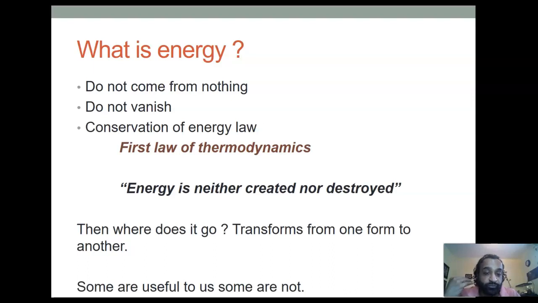Some of this energy is useful to us. We can utilize it, and some of it we can't. Like the matchstick, after it's burned, we can use the heat, but there's not a lot of uses for the ash, but it will go somewhere else. So that is also a good concept to keep in mind.